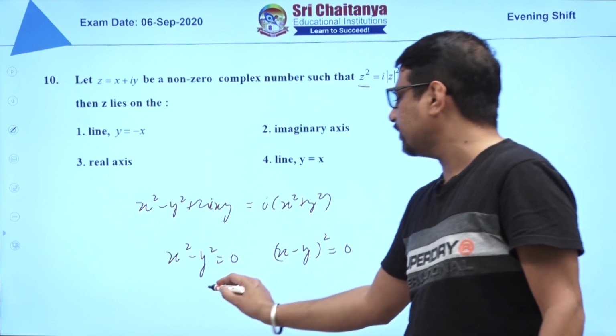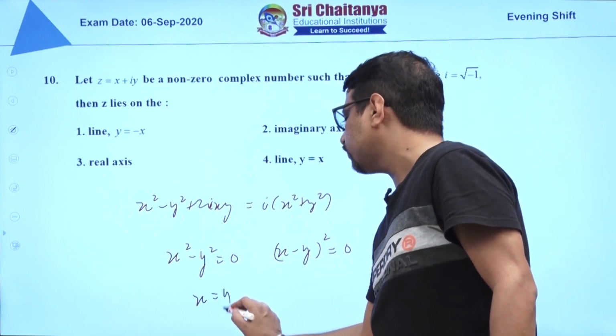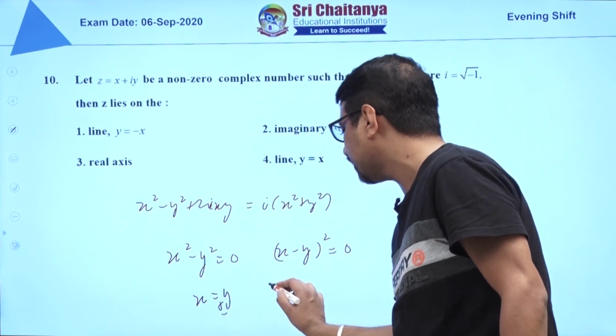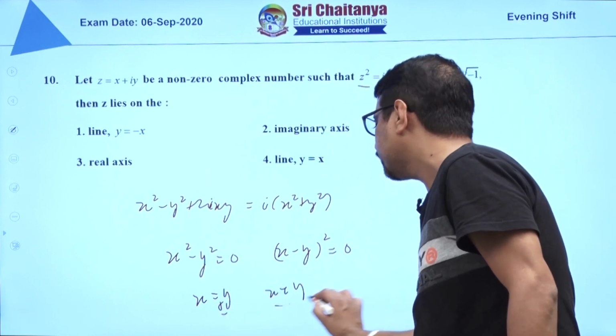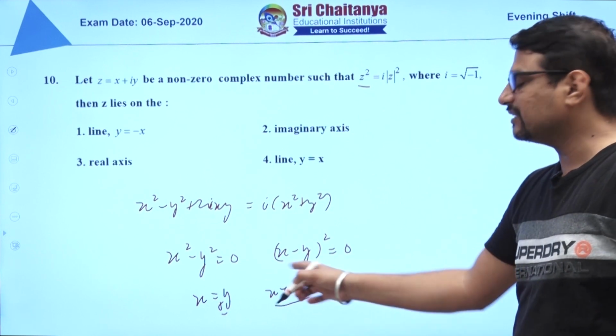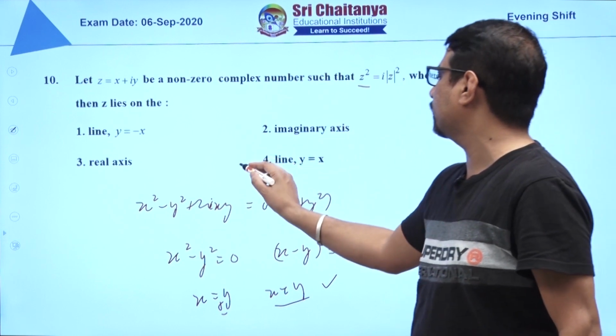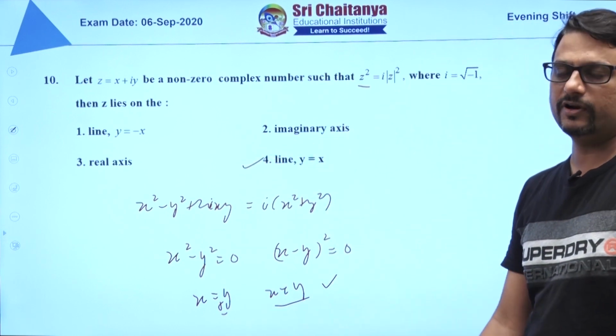So x square minus y square is equal to 0 means what? x is equal to plus or minus y here, and x equals y here. So intersection of the two. Intersection of the two means x equals y. Both should be correct. Both should be correct means line y is equal to x is our answer.